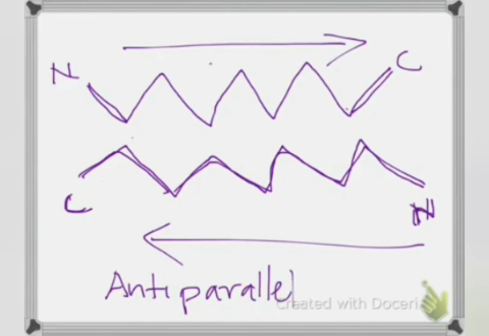And they are stabilized by hydrogen bonds. They are stabilized by the interchain hydrogen bonds. But in the case of alpha helix, they are stabilized by intrachain hydrogen bonds. But in this case, they are stabilized by the interchain hydrogen bonds.